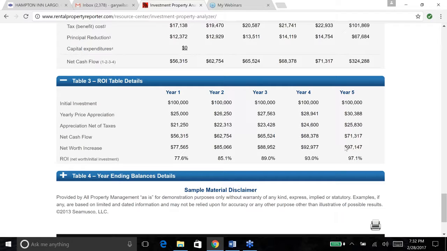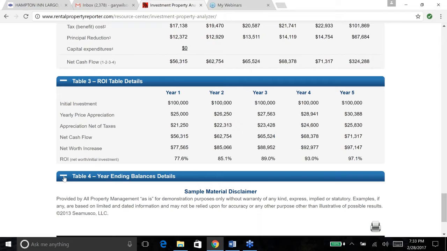Your rents are increasing. Most of your costs stay relatively fixed. They do go up over time gradually, but for the most part, they're relatively fixed compared to the rest of the market. So, in any case, year-end balance details.